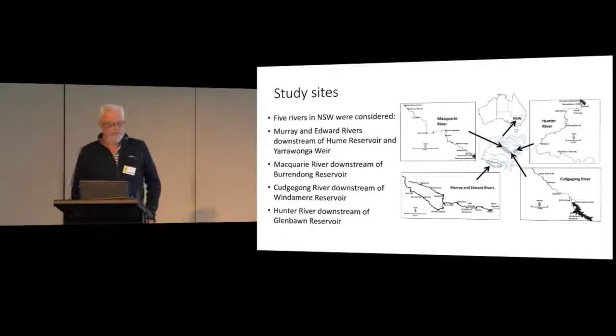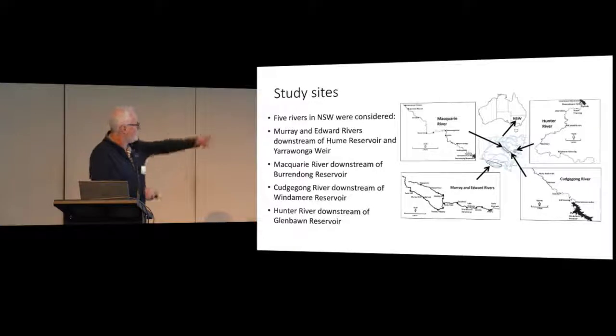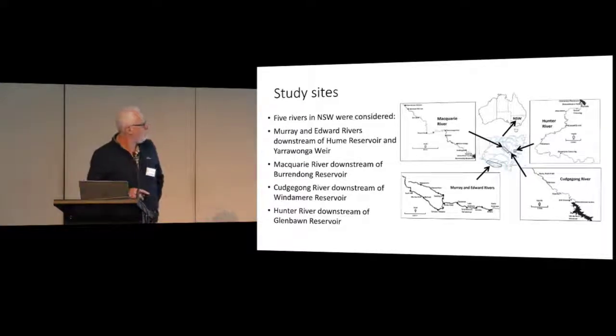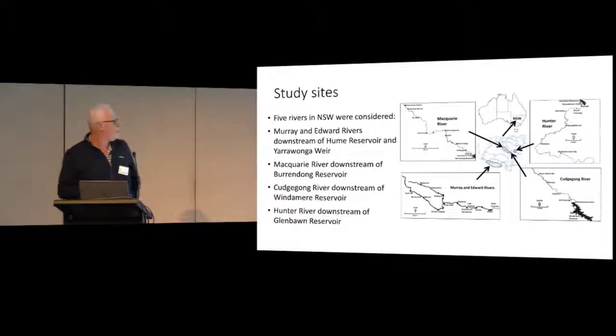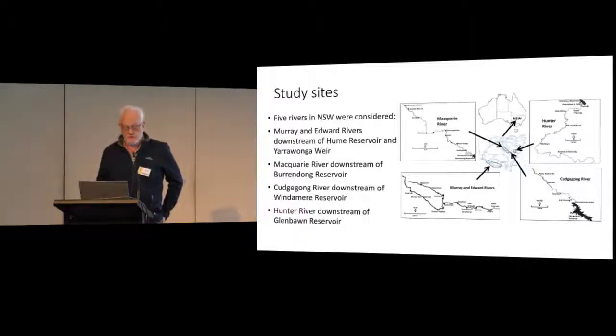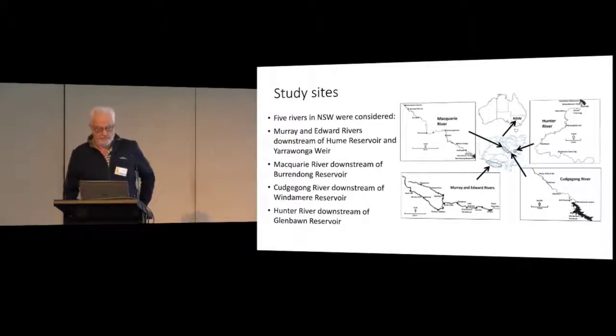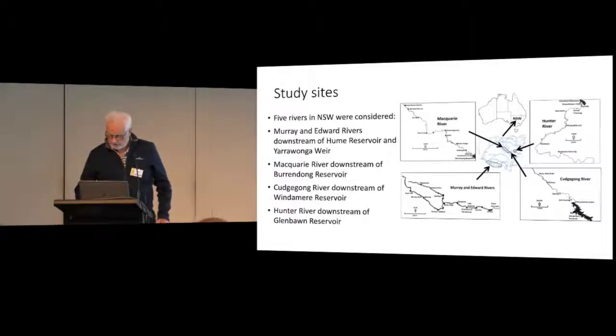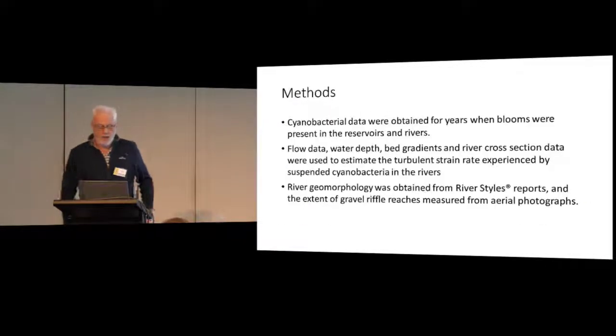We looked at 5 rivers in New South Wales. Initially, the Murray and Edward rivers in the south of the state. The Macquarie River downstream of Burrendong Reservoir, the Cudgegong River downstream of Windamere Reservoir, and finally the Hunter River downstream of Glenbawn Reservoir. So they were our study sites.